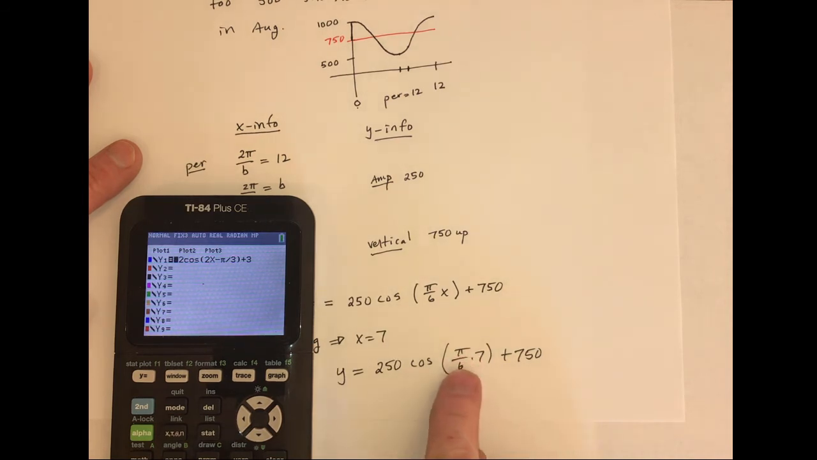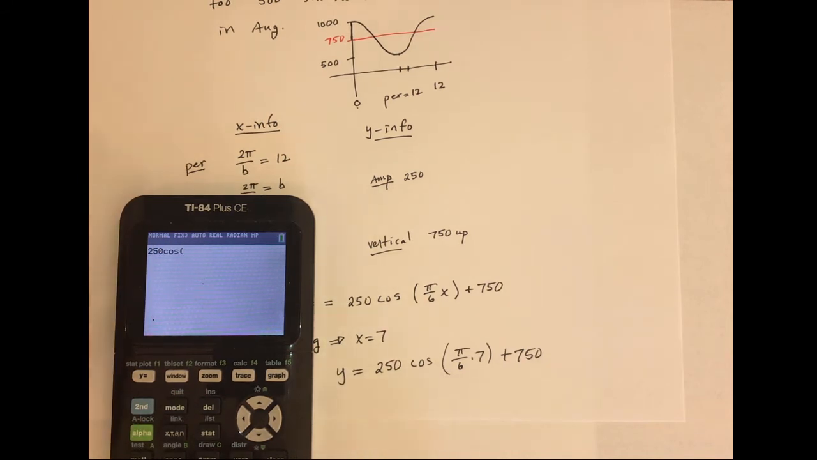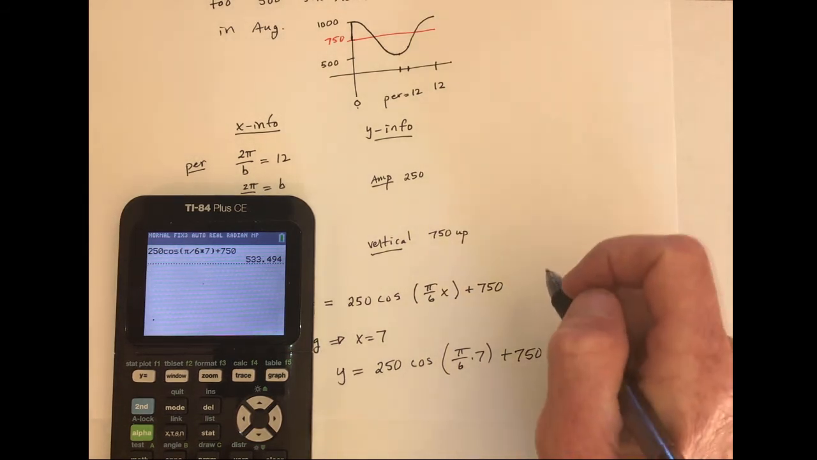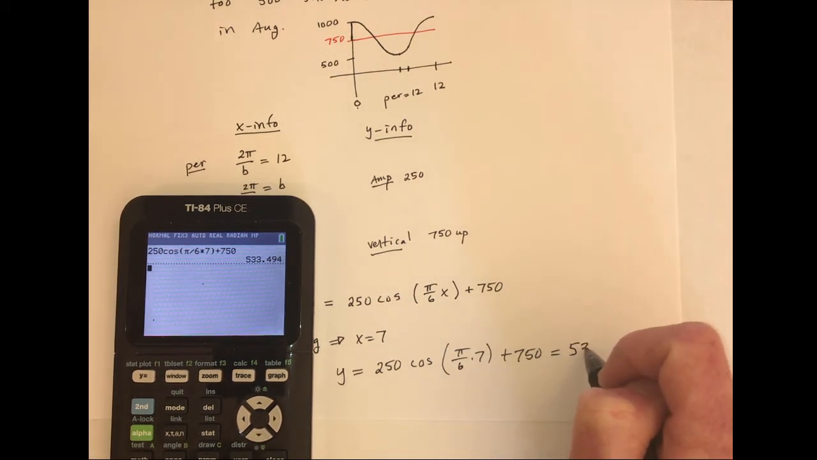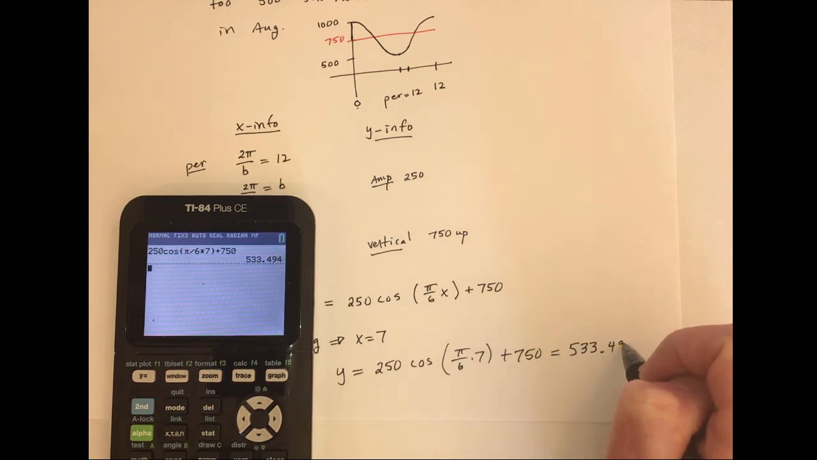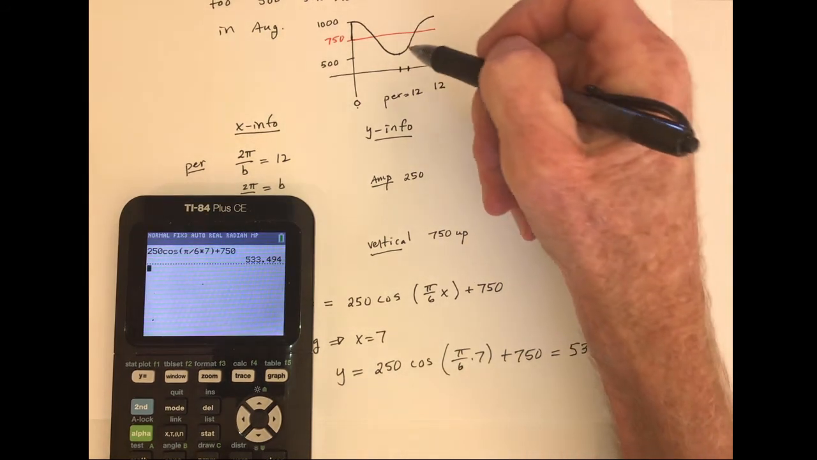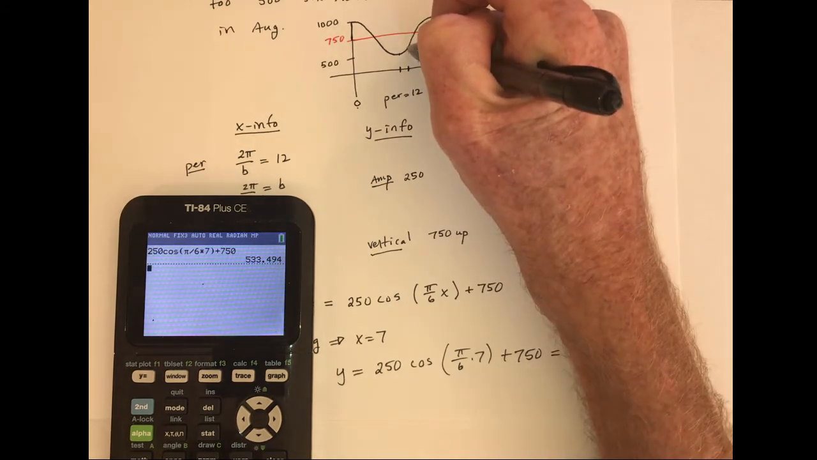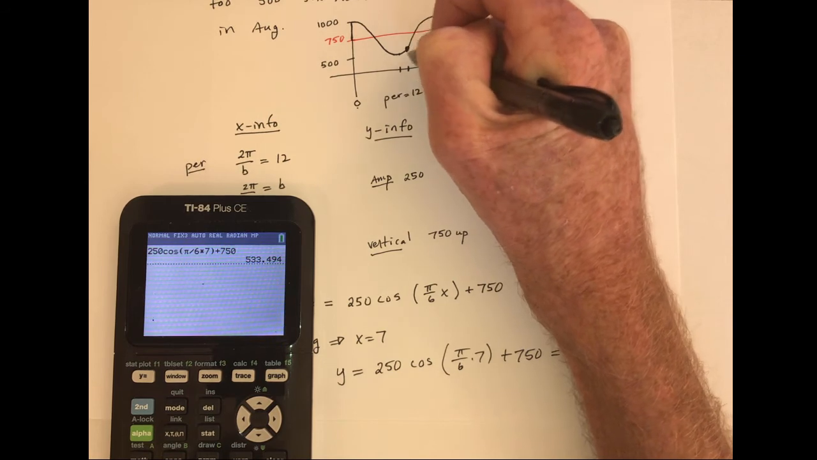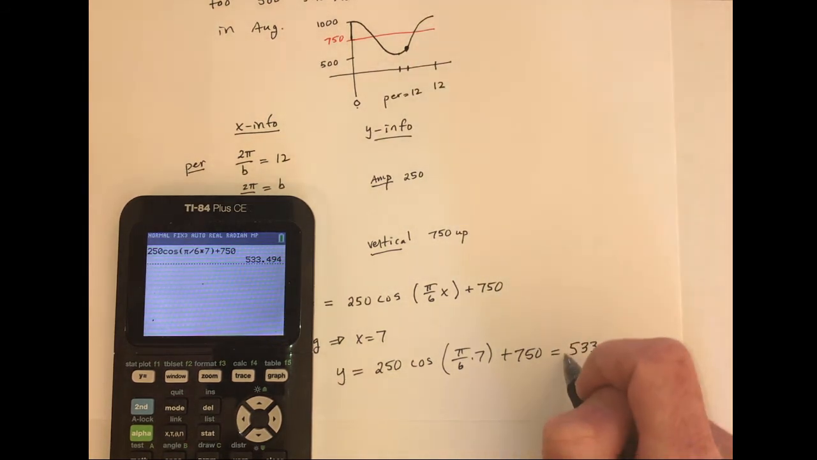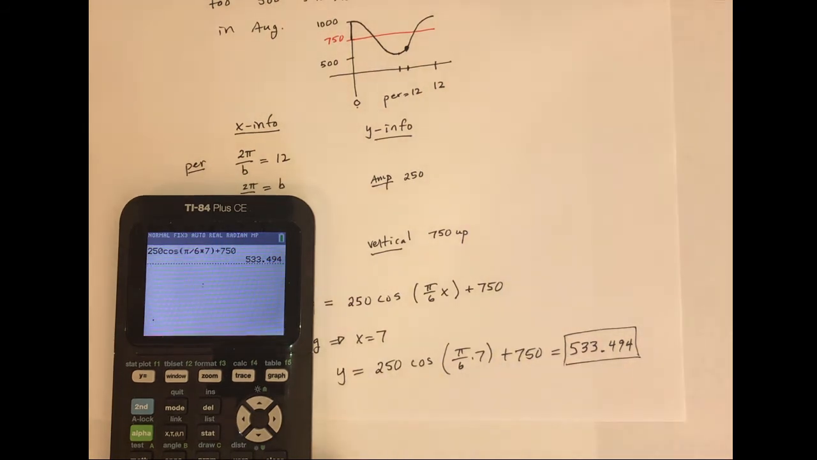So this right here is in radians, so make sure that the calculator's in radians. And then 250 cosine of pi divided by 6 times 7 plus 750 more. Exactly what I thought it was going to be. 533.494. So 533 is actually just off the bottom. So I thought it was going to be closer to 600, but my little drawing right here isn't perfectly accurate. So the math definitely is accurate.